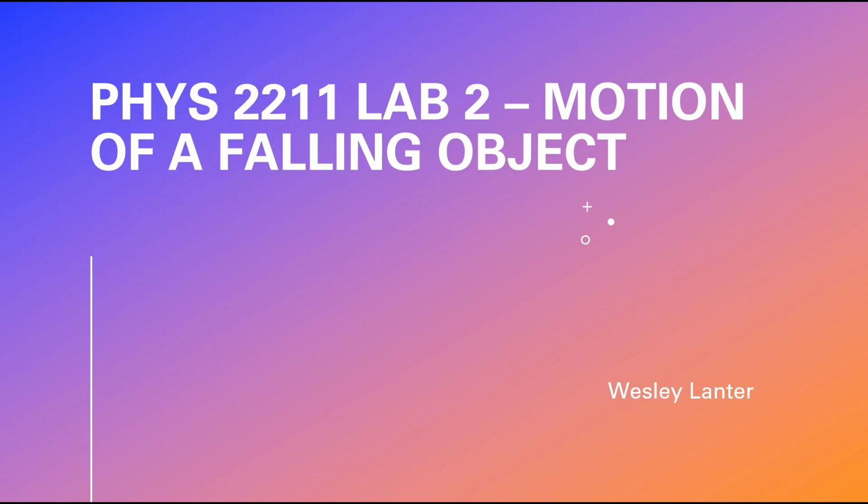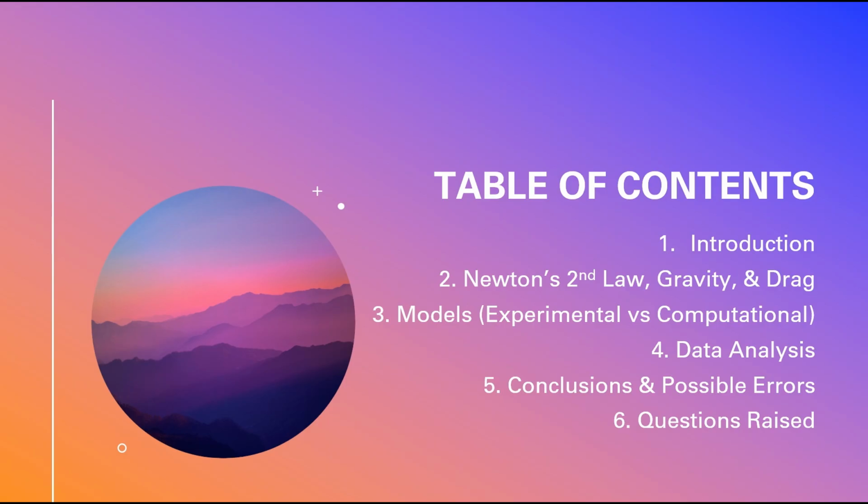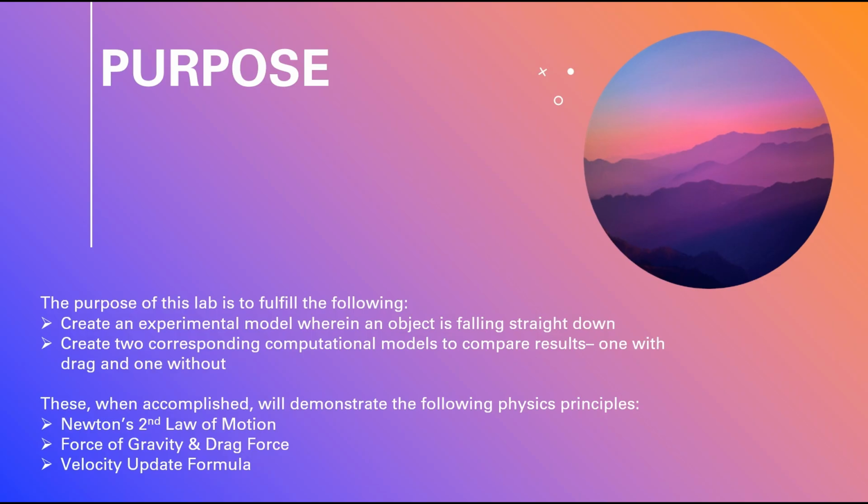Welcome to my Physics 2211 Lab Report 2, Motion of a Falling Object. So first, this is a table of contents going over what we'll be talking about today. What's the purpose of this lab? The purpose of this lab is to fulfill the following.